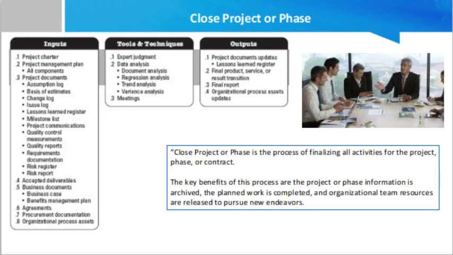So let's start, friends. Close Project or Phase is the process of finalizing all activities for the project, phase, or contract. The key benefits of this process are that the project or phase information is archived, the planned work is completed, and organizational team resources are released to pursue new endeavors. This process is performed once or at predefined points in the project.